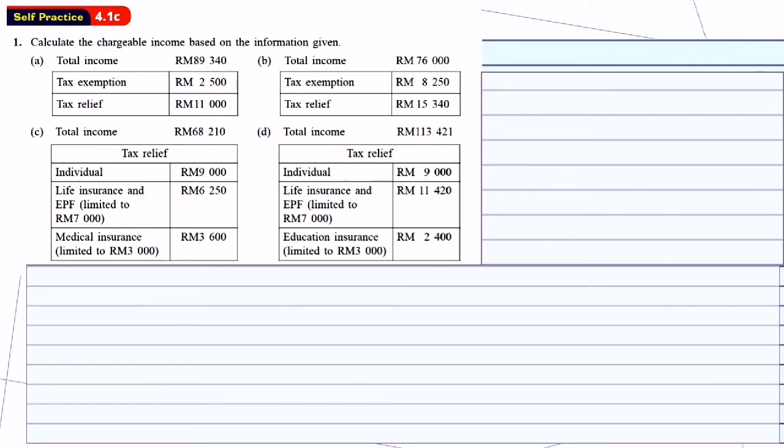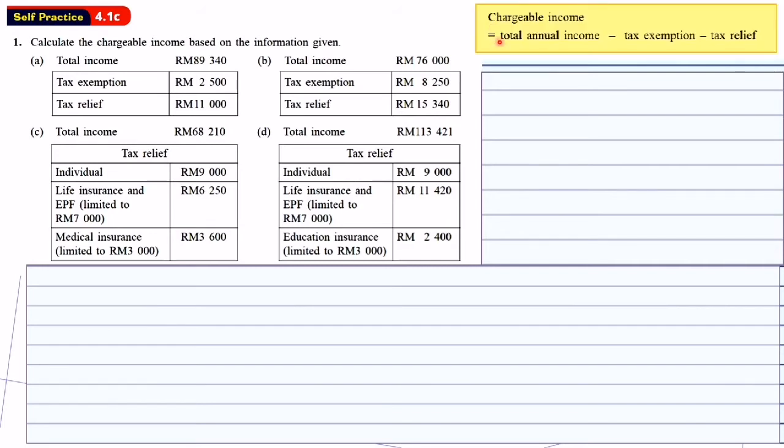First, you must know what is chargeable income. Individual income tax to be paid is calculated based on the amount of chargeable income. Chargeable income can be obtained by using the equation total annual income minus tax exemption minus tax relief.